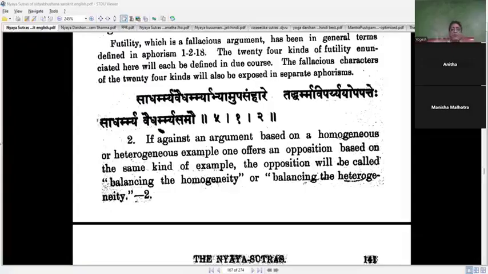So sadharmya is, you are using common properties to prove something. The other can use sadharmya to prove you are wrong, using the system of common properties. He can also use vaidharmya to prove you wrong. So you are giving a sadharmya example, the opponent is giving sadharmya and vaidharmya both to prove you wrong. Two ways he can prove you wrong. And then there is vaidharmya. You are giving a vaidharmya example, and your opponent is using sadharmya or vaidharmya to prove you wrong. So these are the four.